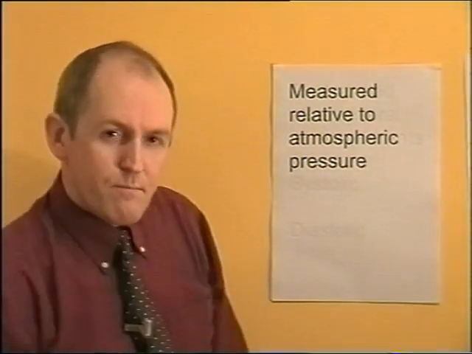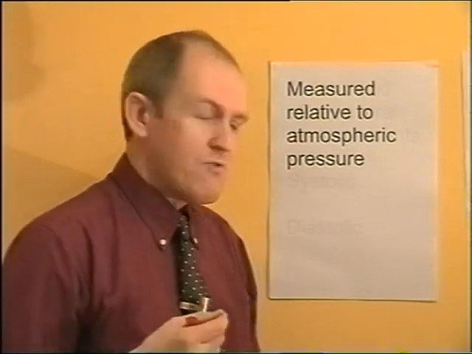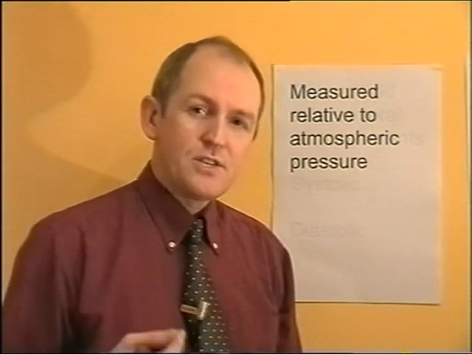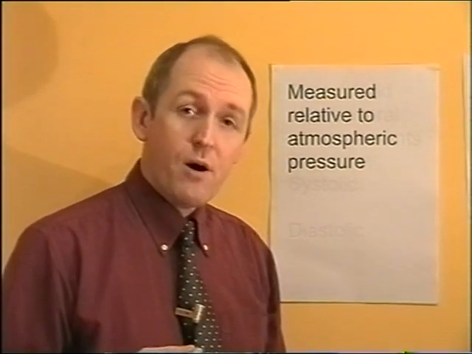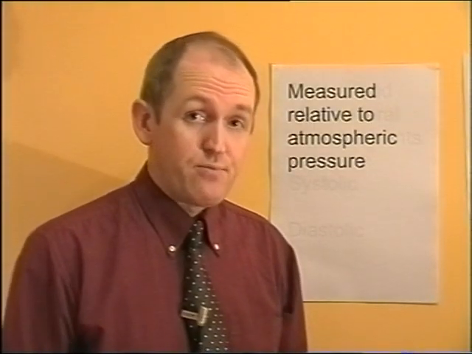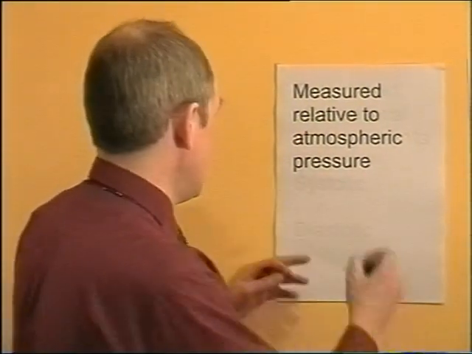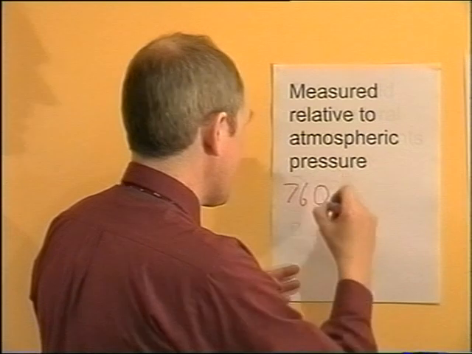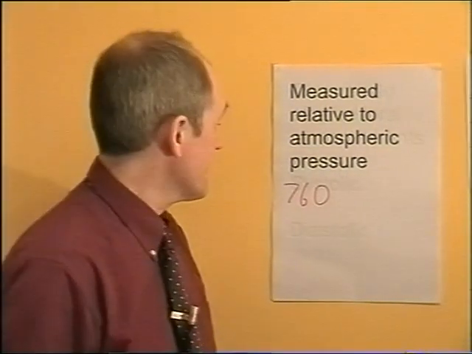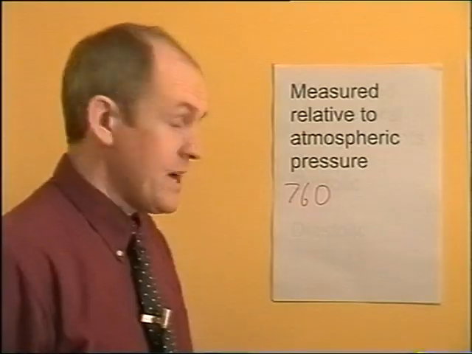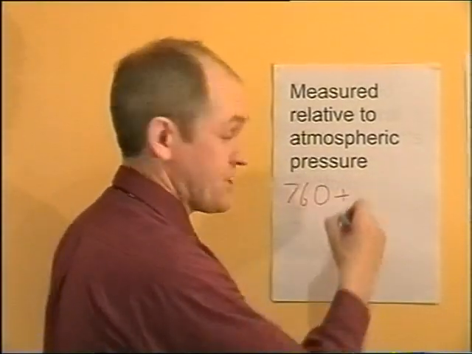Now, blood pressure is measured relative to atmospheric pressure. When we measure blood pressure, suppose we find it's 120 millimeters of mercury, that actually means it's 120 millimeters of mercury above normal atmospheric pressure, or above normal barometric pressure. So you may know that the pressure in the atmosphere is about 760 millimeters of mercury, normal atmospheric pressure, and then the blood pressure, systolic blood pressure, say 120.